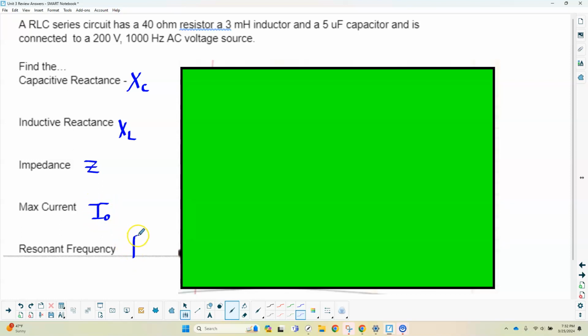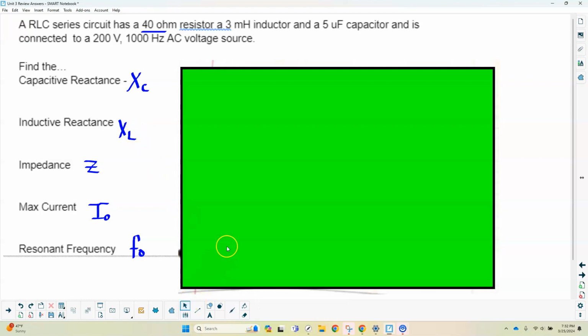And then we're going to solve for the resonant frequency, which is where the circuit is tuned to a frequency that would produce the most current, based on having these two factors cancel out. So it's just the resistor that's present when it's tuned to the right frequency.